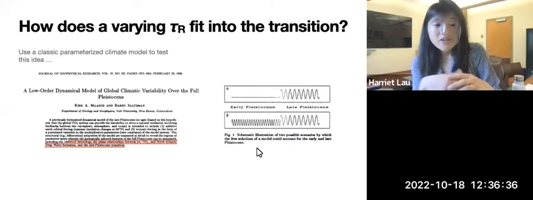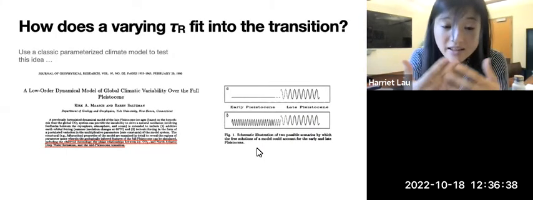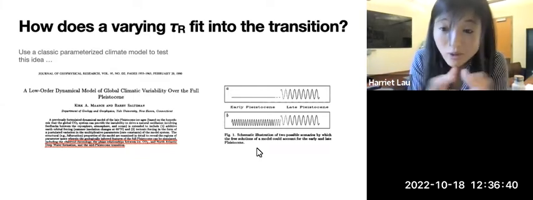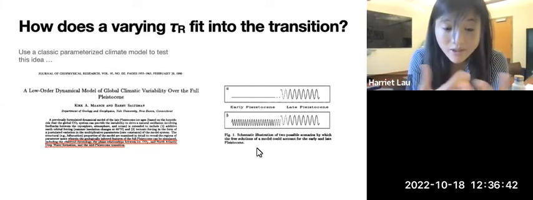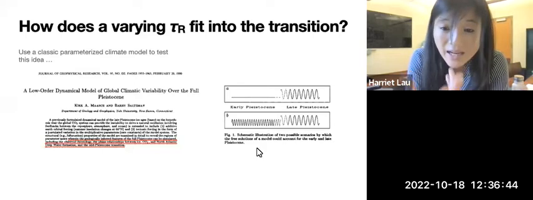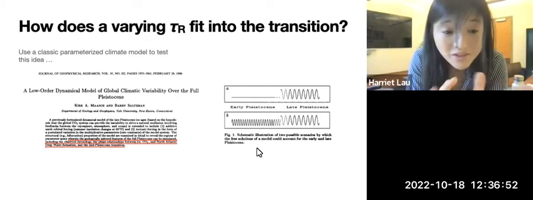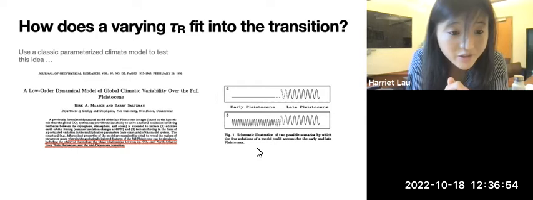Okay, so now we've established that larger ice sheets have longer relaxation times. How does that actually fit in with the transition? So I'm not a climate scientist and I don't know how to run coupled ice sheet climate models. So I turned to a classic paper by Marsh and Saltzman.